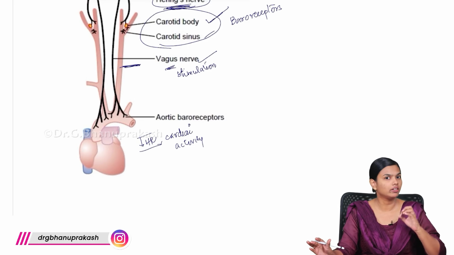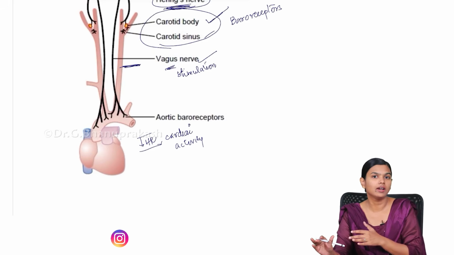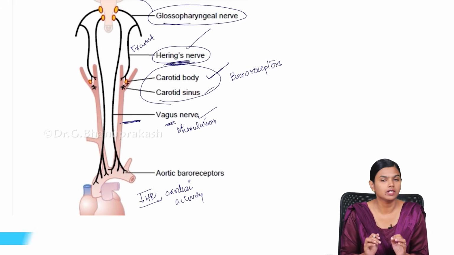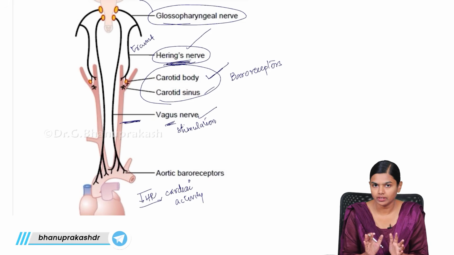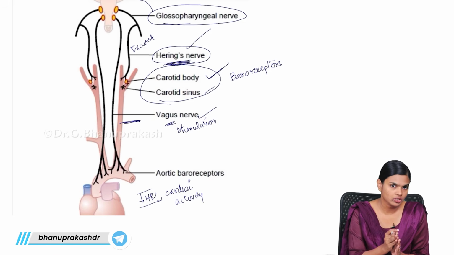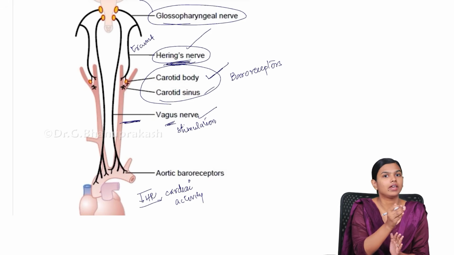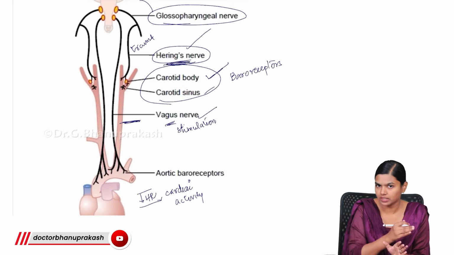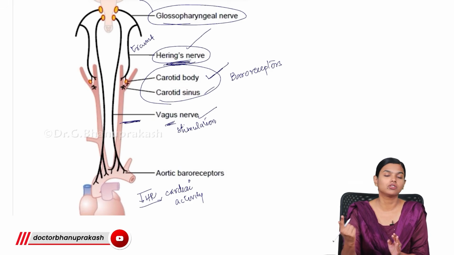It is actually not the vagus getting inhibited. The vagus is inhibiting the heart by getting stimulated by the glossopharyngeal nerve's impulse. Clear? So baroreceptors will get activated via the hearing nerves. It will send a signal to the glossopharyngeal nerve, which will go to the medulla, and in the medulla the vagal stimulation will happen, and stimulation of the vagus will result in the inhibition of the heart. So this is the actual pathway.